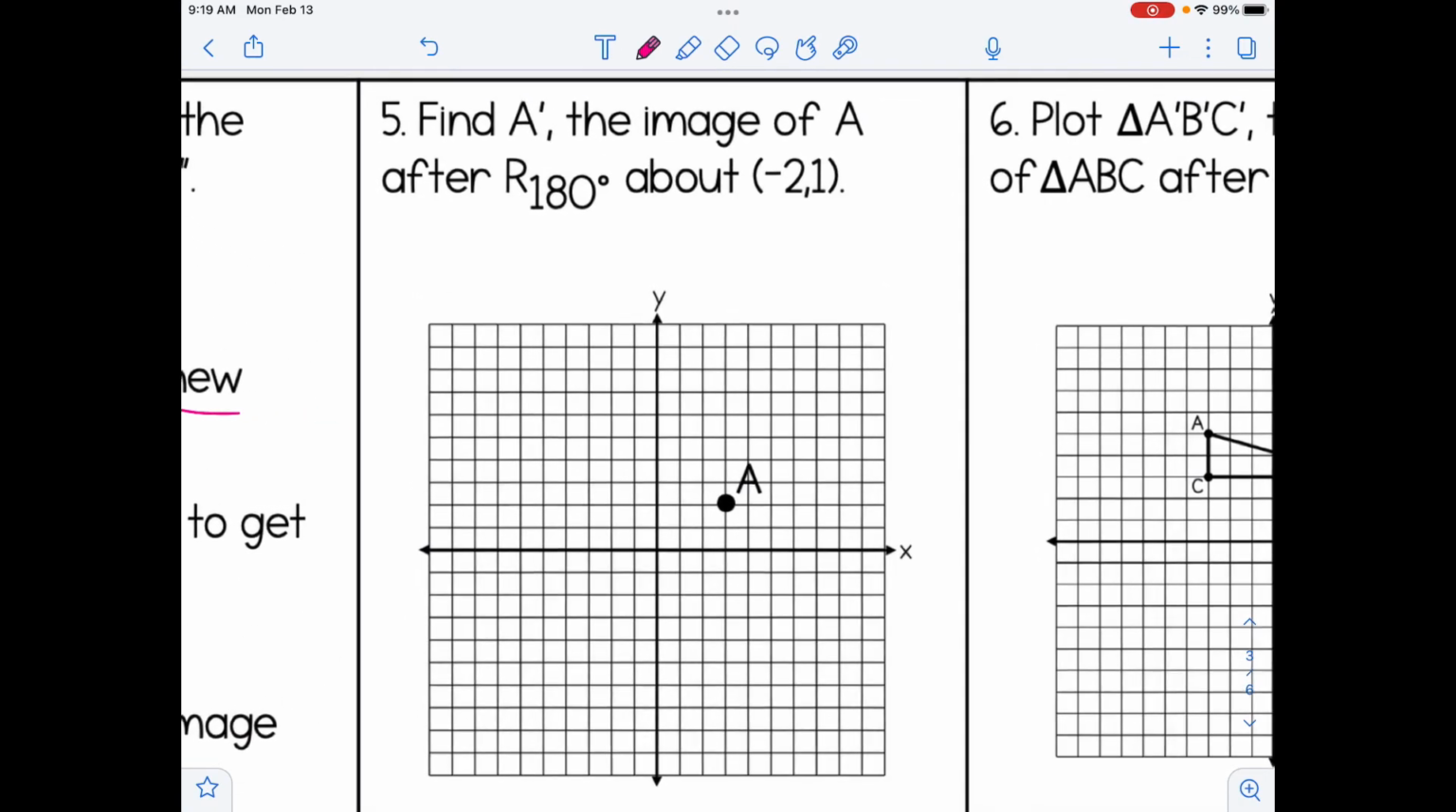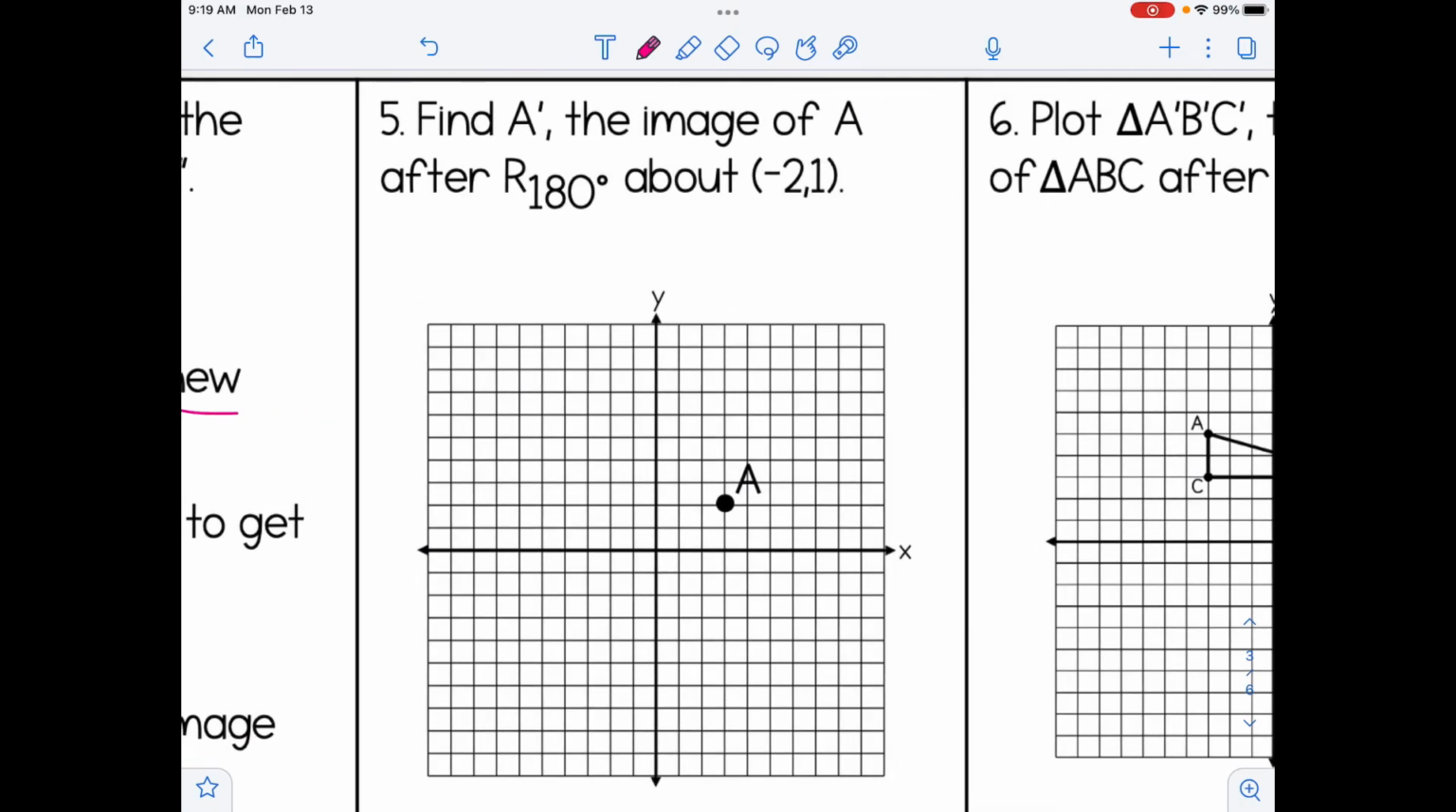All right, so let's look at number 5. Find A prime, the image of A, after a rotation of 180 degrees about (-2, 1). What I would absolutely do to start is plot that center. So I'm going to plot the point (-2, 1). Normally, remember that the center of rotation is the origin. Now it's this point (-2, 1). So the way that I'm going to do this is draw in new axes. It might help to do these in a different color than black so that it stands out on the page.